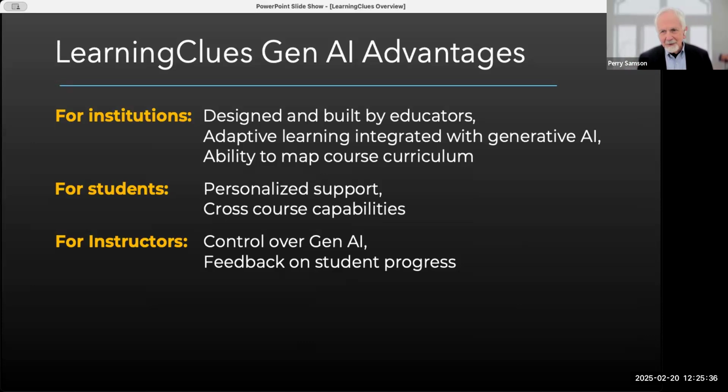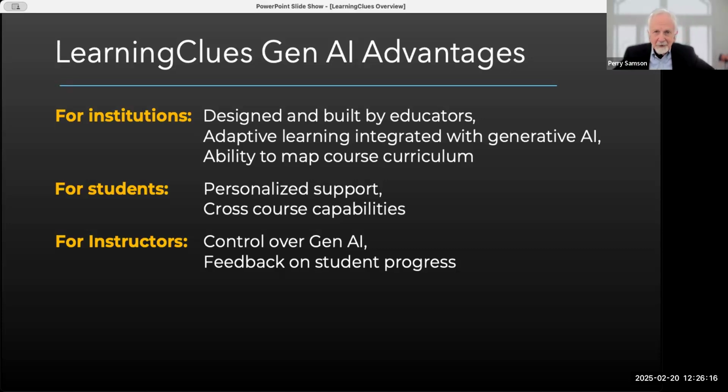This is adaptive learning integrated with generative AI, a powerful tool. It also allows you to map course curriculum. Either the instructor has told us, here are my learning objectives for the course, or if they don't, our system actually generates them on the fly based on what you say in class. So you as the institution can get some idea of what content is being offered in each of the courses, and map that together to see how it's mapped to your program objectives.